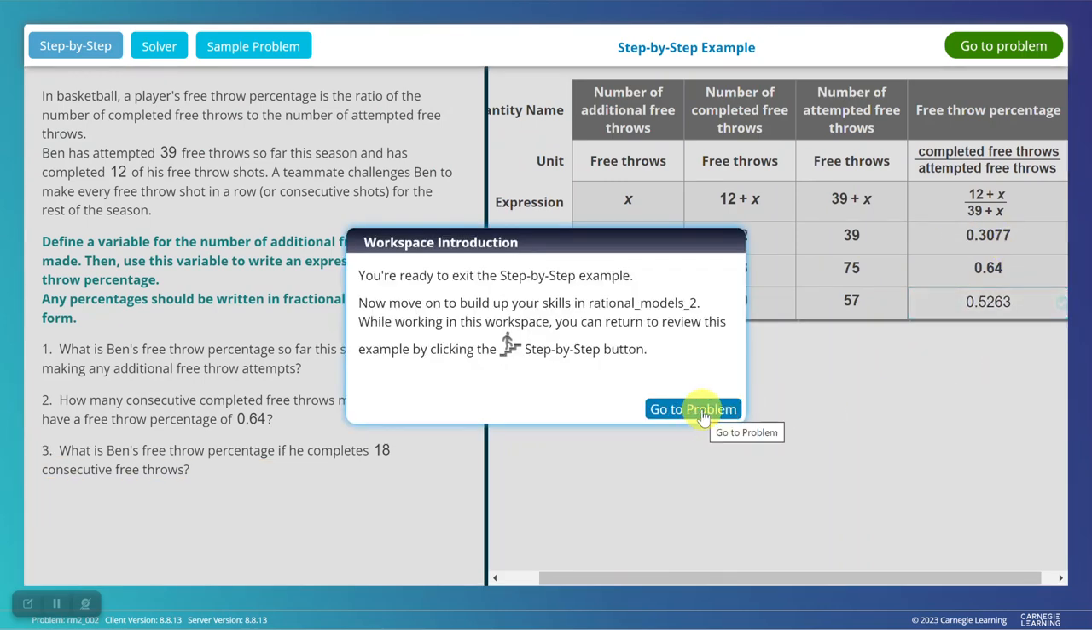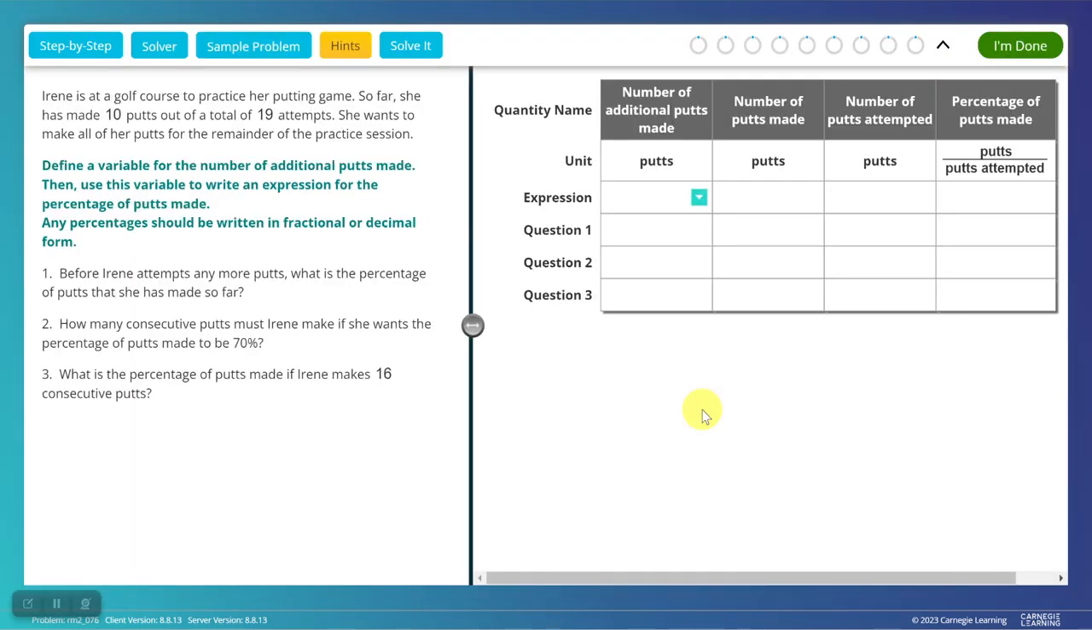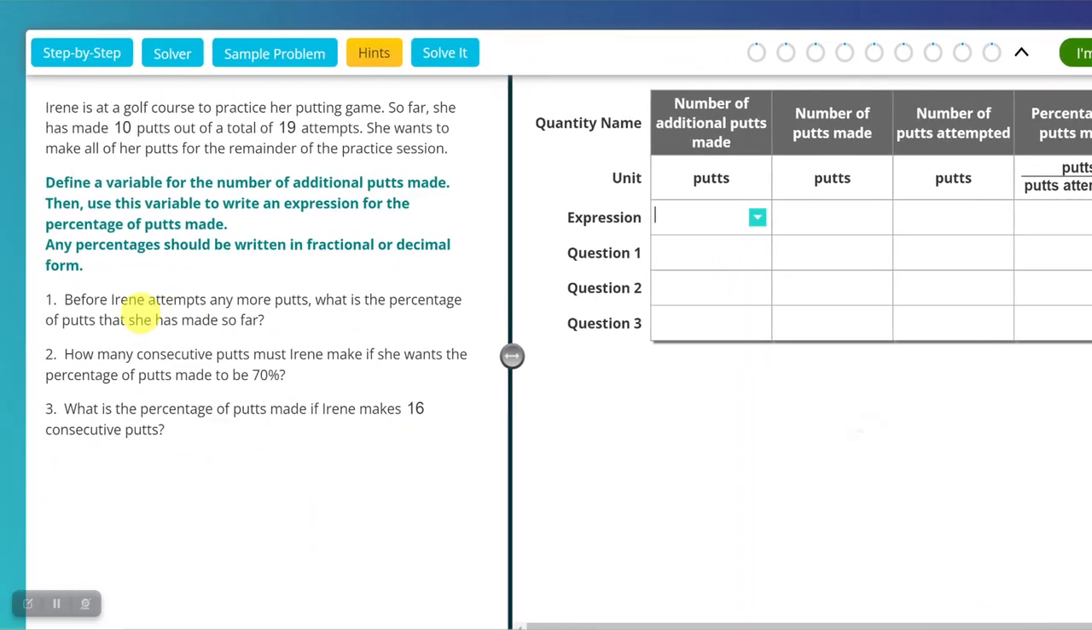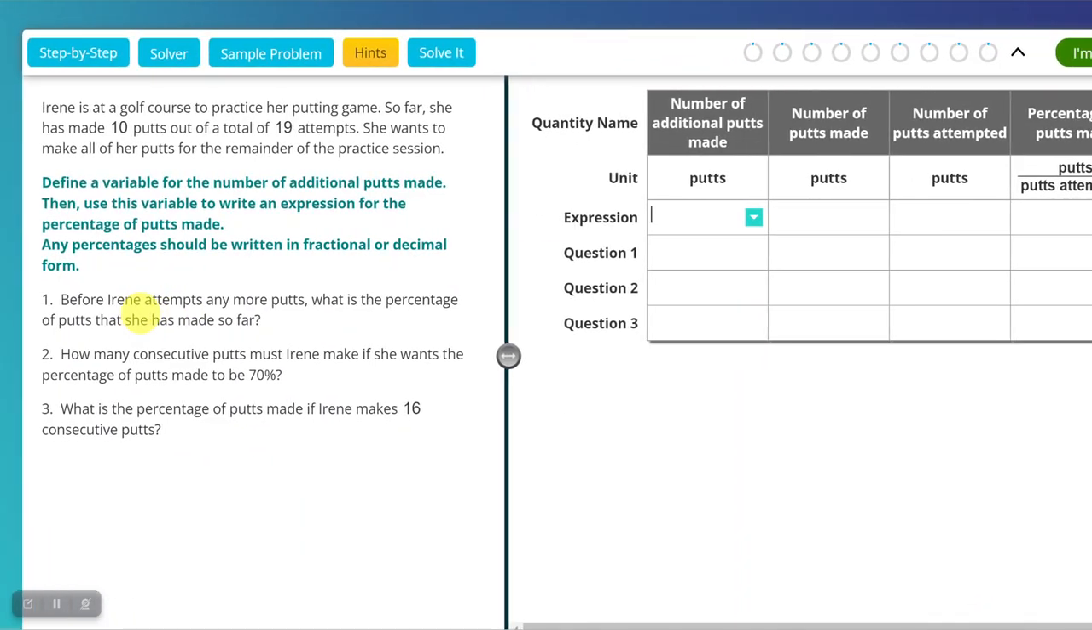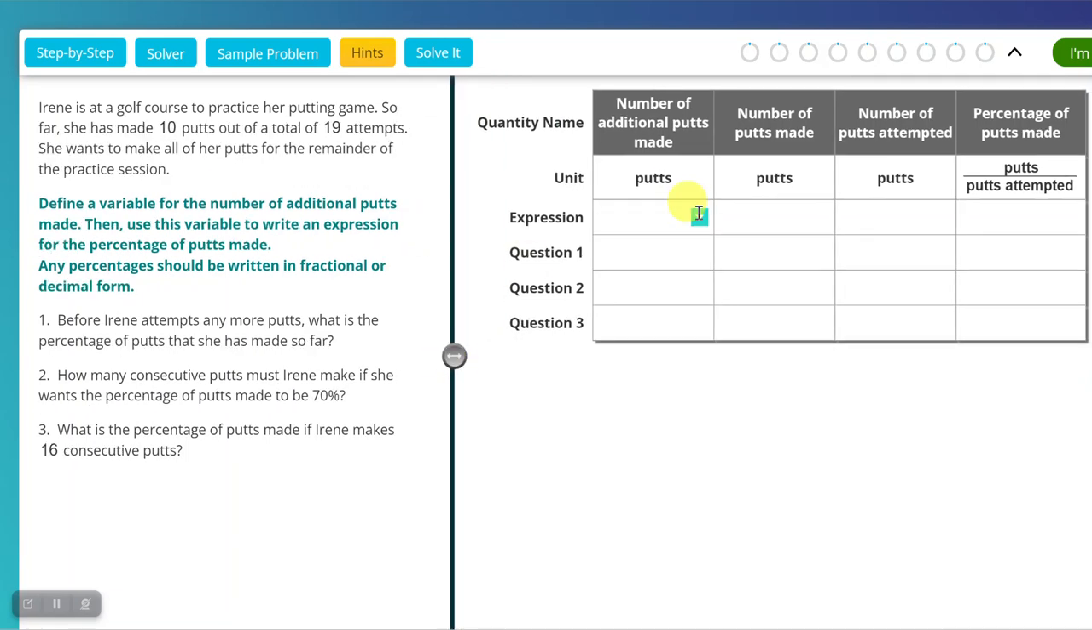Okay. Let's do one more problem from this. Your problem will vary, of course, but it's a similar situation. So in our problem, Irene is at a golf course to practice her putting game. So far, she has made 10 putts out of a total of 19 attempts. Sounds familiar. She wants to make all of her putts for the remainder of the practice season. Define a variable for the number of additional putts made, then use this variable to write an expression for the percentage of putts made. Okay, so it's very similar to the last one. Instead of free throws, they were putts. Okay, so let's call the unknown number of additional putts x.